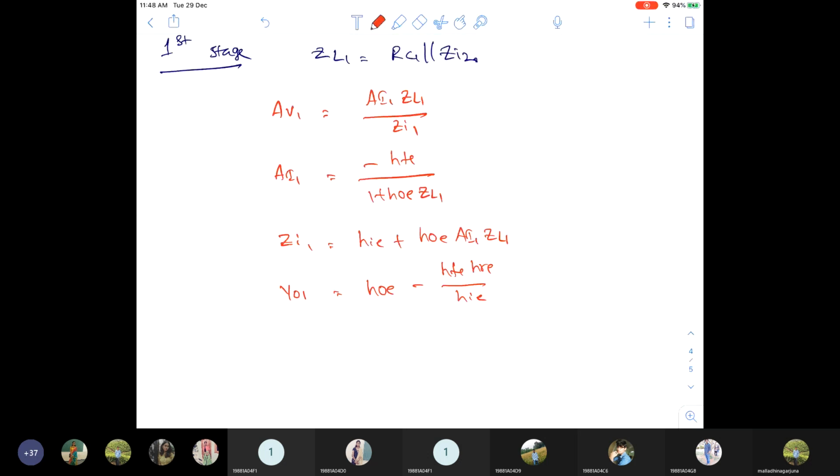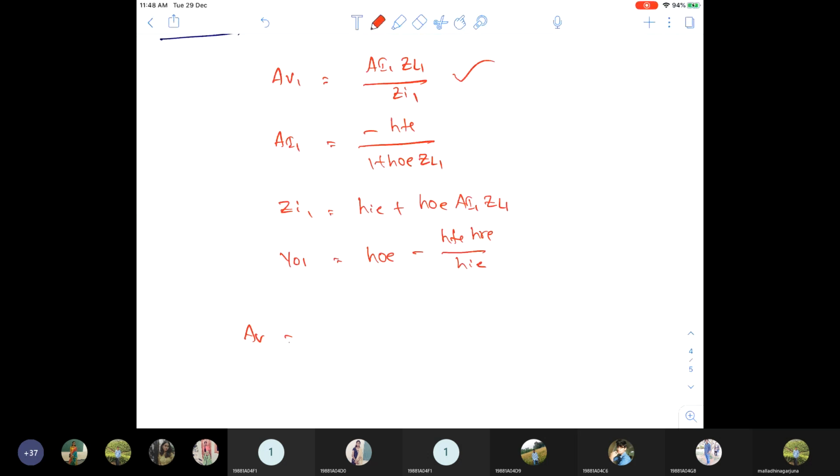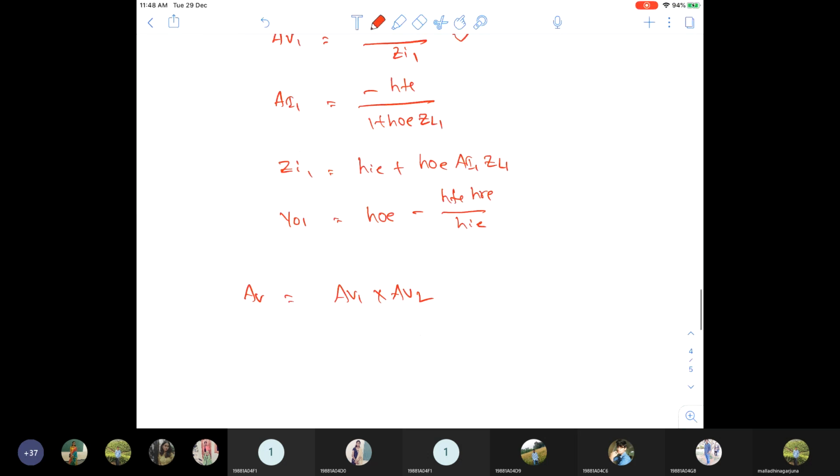So now we can calculate the overall voltage gain. What is the overall voltage gain? AV2 into AV1. So AV1 you calculated, AV2 you calculated. So that is AV equal to AV1 into AV2. Both you calculated. Overall.